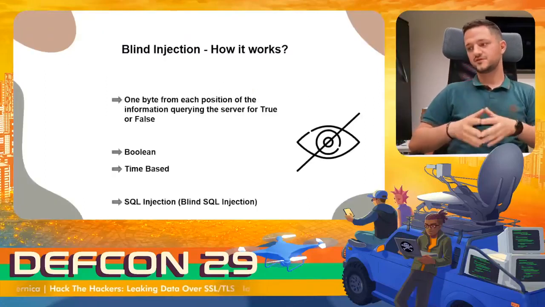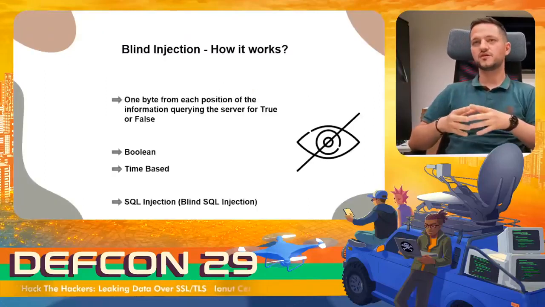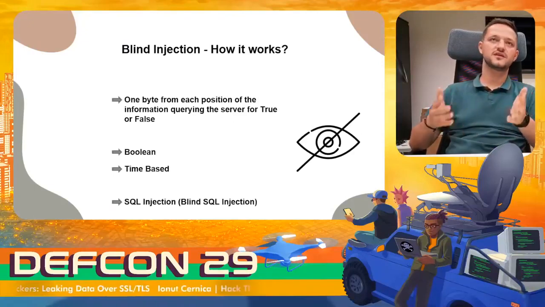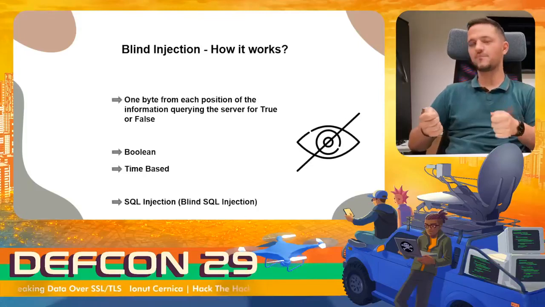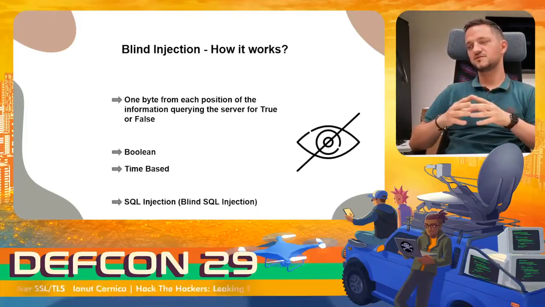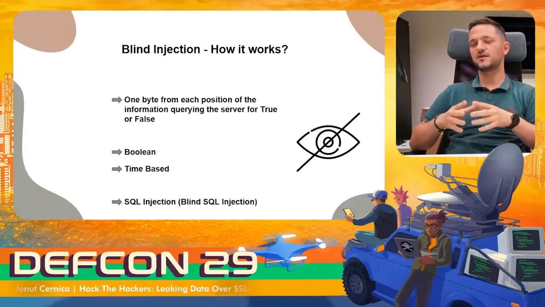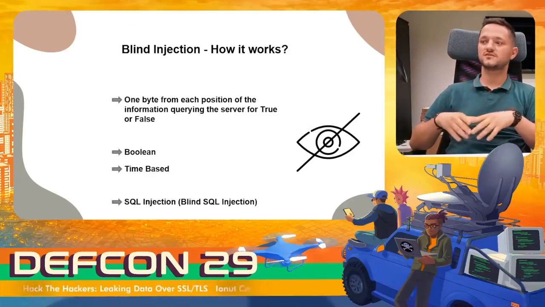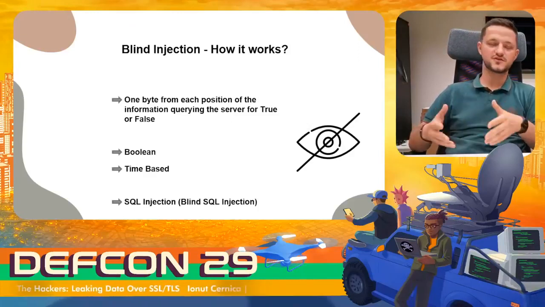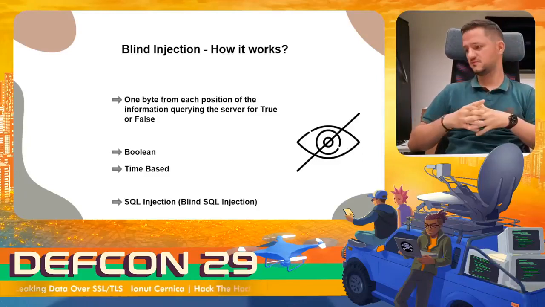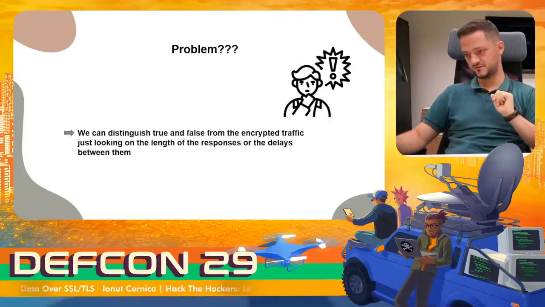Blind injection is when you are trying to interrogate the server for trues and falses in order to take one byte at a time from the information you target. This technique is done through Boolean-based or time-based methods. And in most cases where you will encounter this technique will be at an SQL injection vulnerability. So you may have heard about blind injection, blind SQL injection.